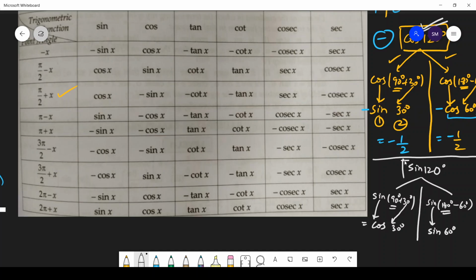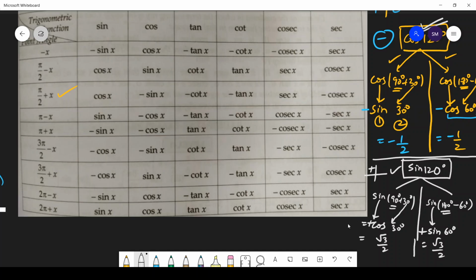Now the third thing. Sine 120, which quadrant? Second quadrant. Sine is positive there, so write the positive sign. Now, what is the value of cos 30? Root 3 by 2. And what is the value of sine 60? Root 3 by 2. So you get the same values.